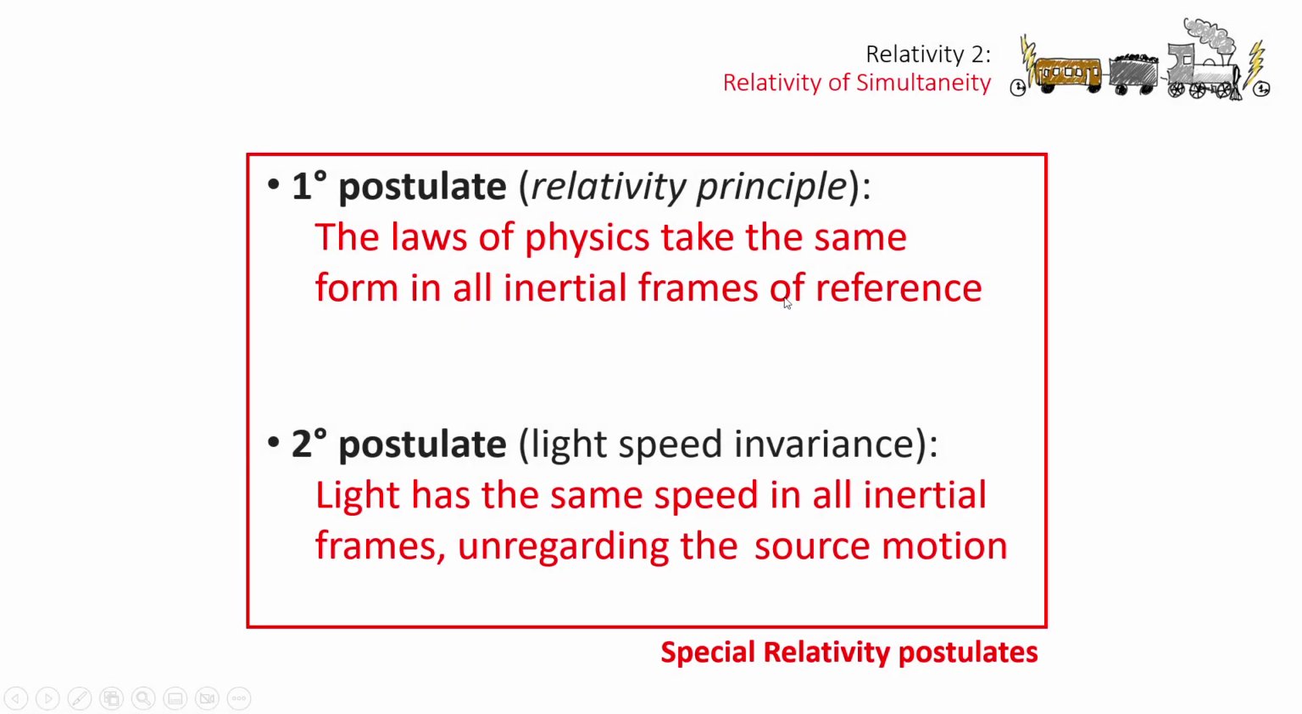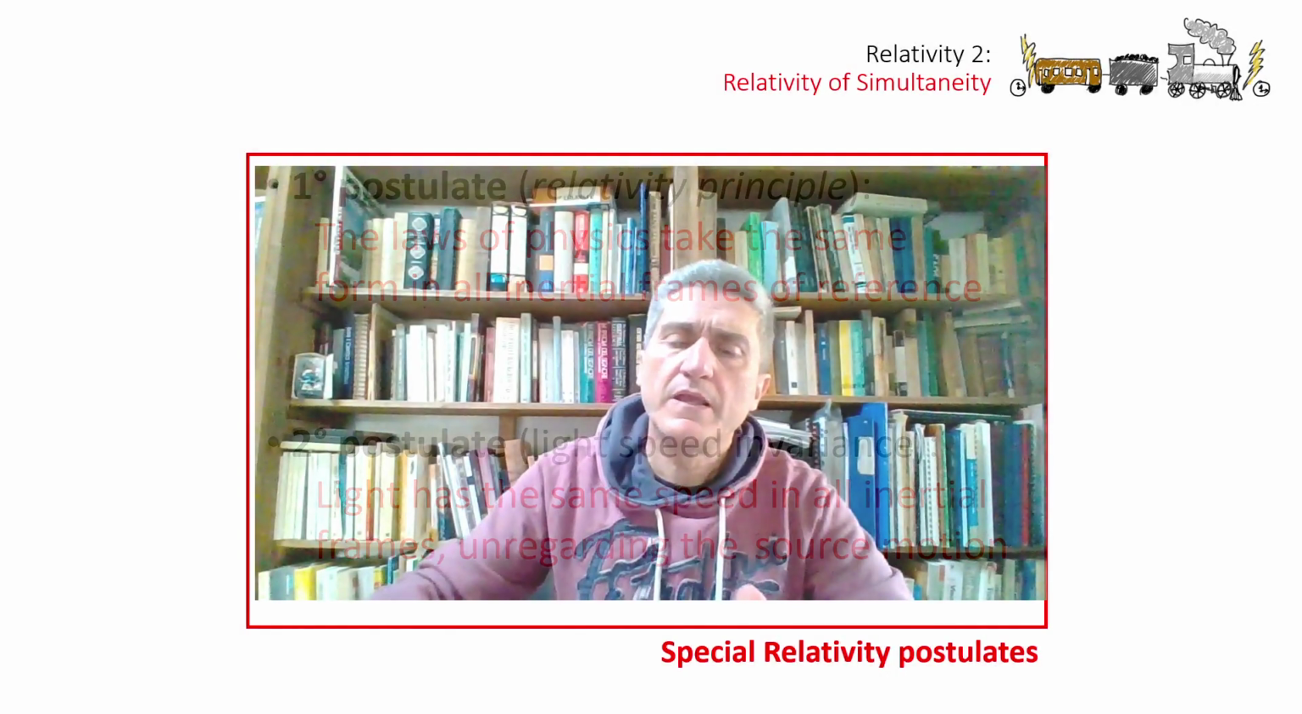In the first video, we presented the fundamental postulates underlying the building of special relativity. First postulate: the laws of physics take the same form in all inertial frames of reference. And the second postulate: light has the same speed in all the inertial frames regardless of the source motion. Now, we begin to see how Einstein used these two assertions to investigate the very nature of time and space.